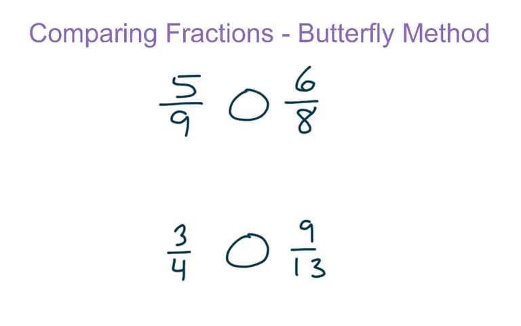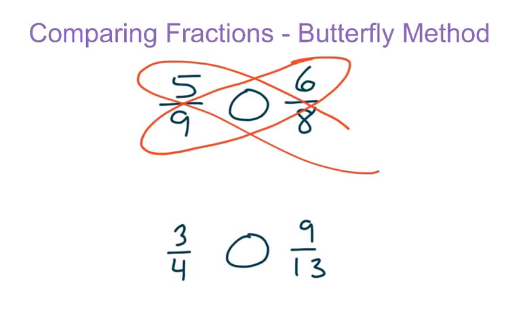To do this, we need to do some cross multiplication. So what we're going to do is draw our butterfly wings. And then we're going to draw our little antenna for our butterfly, and that's where we're going to put our products. So we're going to do some multiplication. We're going to multiply 9 times 6, and that product is going to go on that antenna, and then we're going to multiply 8 times 5, and it's going to go on that side.